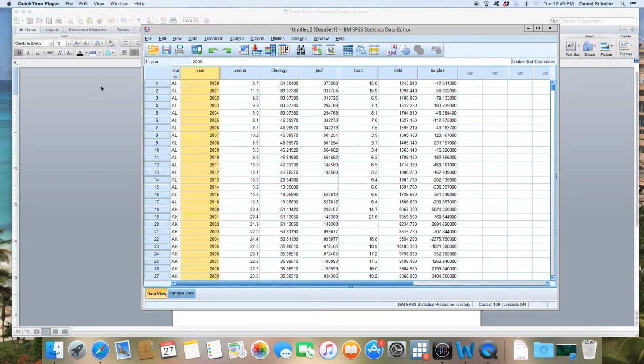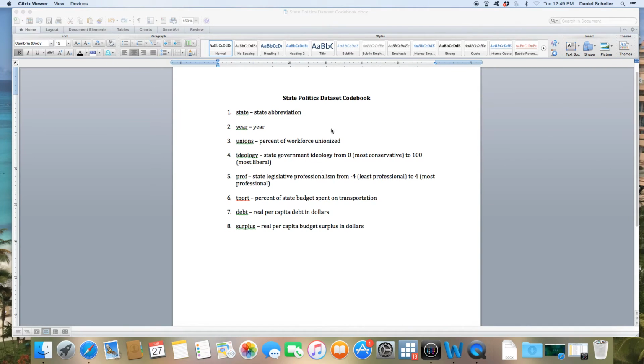This video will show you how to do a bivariate regression in SPSS. The dataset that I've uploaded into SPSS is a state politics dataset, and I've also opened up the state politics dataset codebook so that you can see how the 8 variables are coded.